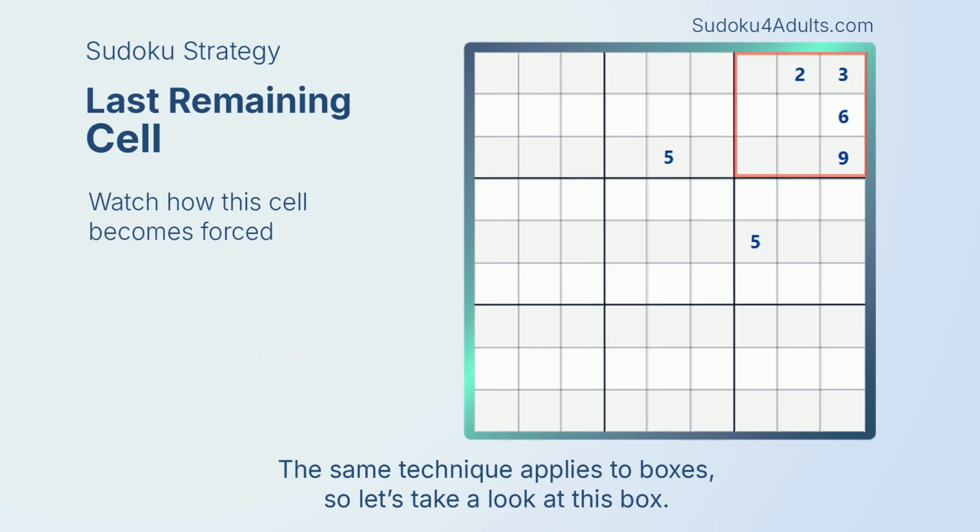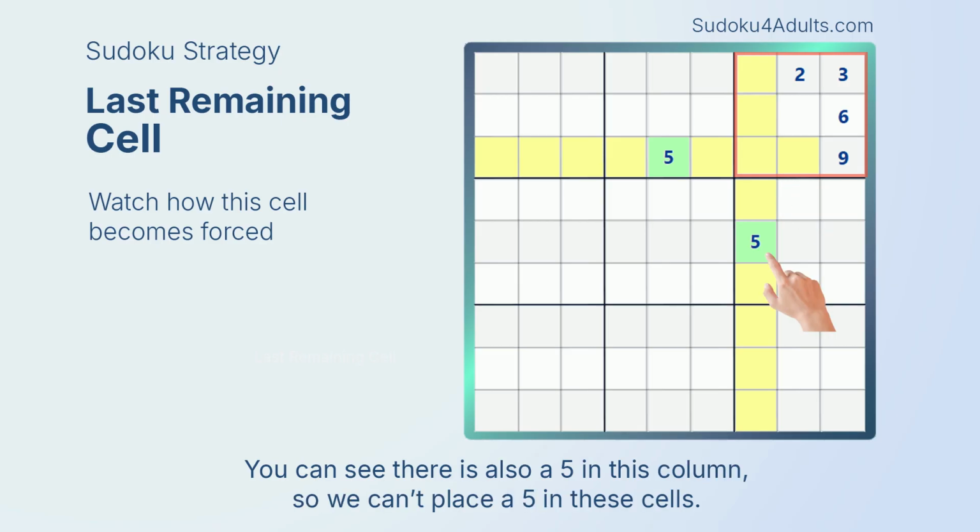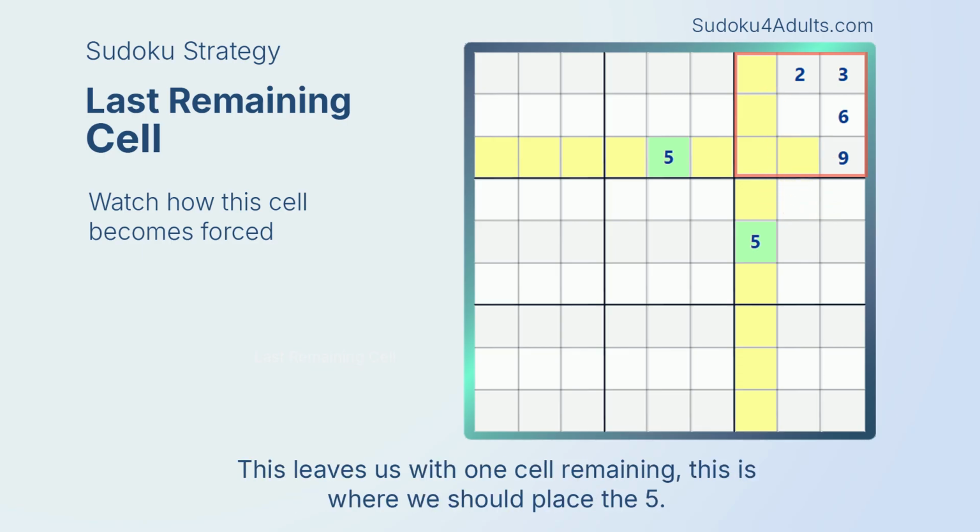The same technique applies to boxes, so let's take a look at this box. You can see that there is a 5 in this row, so we can't place a 5 in these cells. You can see there is also a 5 in this column, so we can't place a 5 in these cells. This leaves us with one cell remaining. This is where we should place the 5.